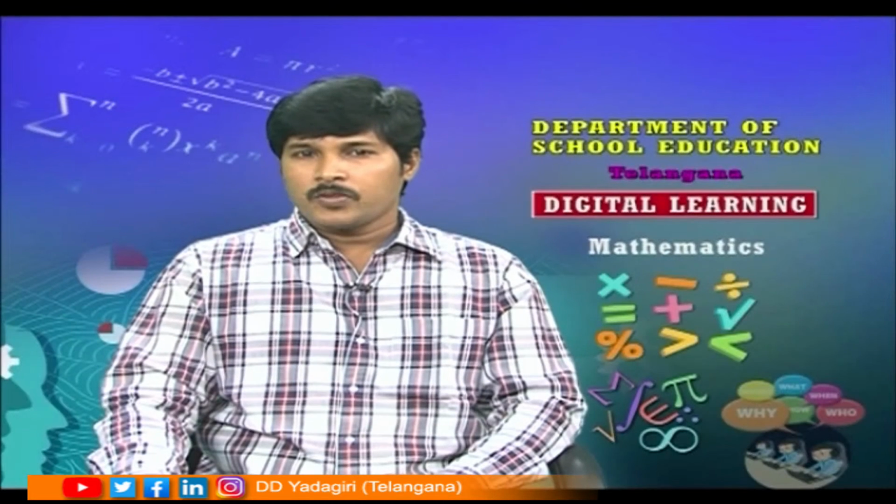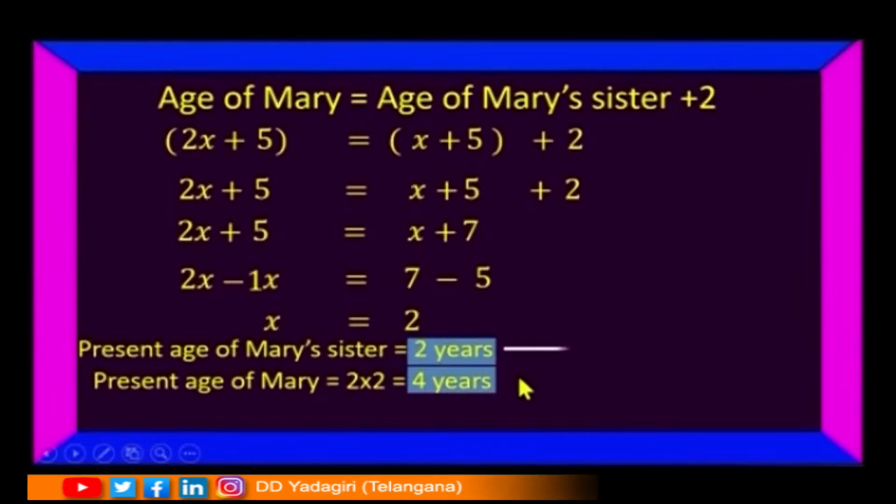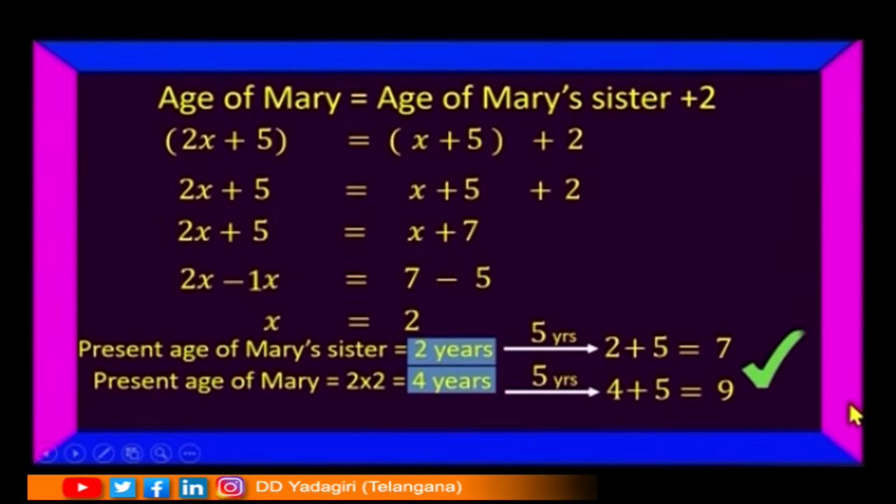And after 5 years, sister's age becomes 2 plus 5, that is 7, and Mary's age becomes 4 plus 5, that is 9, and let us verify whether Mary's age is 2 more than her sister or not. Yes, here Mary's sister's age is 7 years and Mary's age is 9 years, this is after 5 years, and this statement is verified, hence our answer is correct.